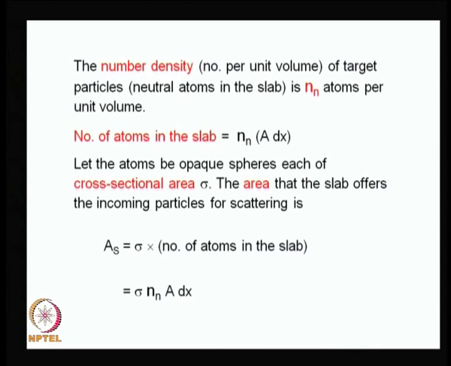You know that the number density is n_n atoms per unit volume. So, the number of atoms in this slab is n_n multiplied by the volume of the slab, which is A dx. If the cross-sectional area of these atoms is sigma, then the area that the slab offers the incoming particles for scattering is sigma multiplied by the number of atoms in the slab, which is sigma n_n A dx. As we are denoting it by A_S, this is sigma n_n A dx.